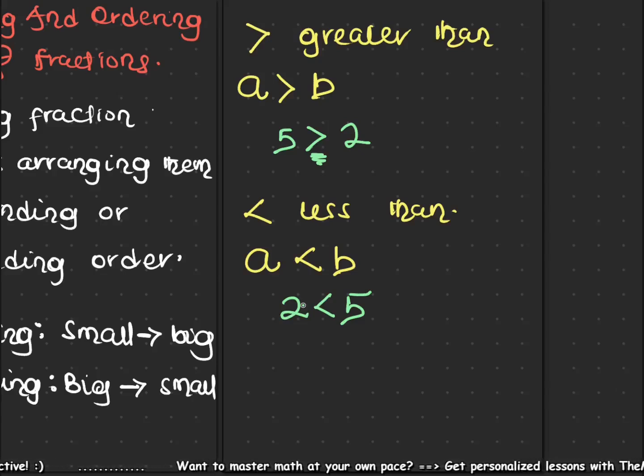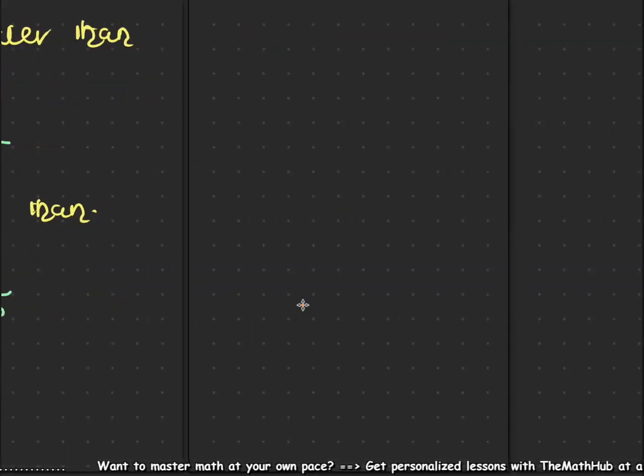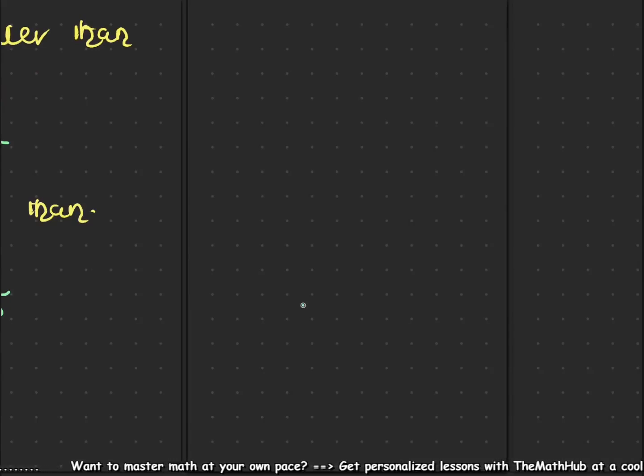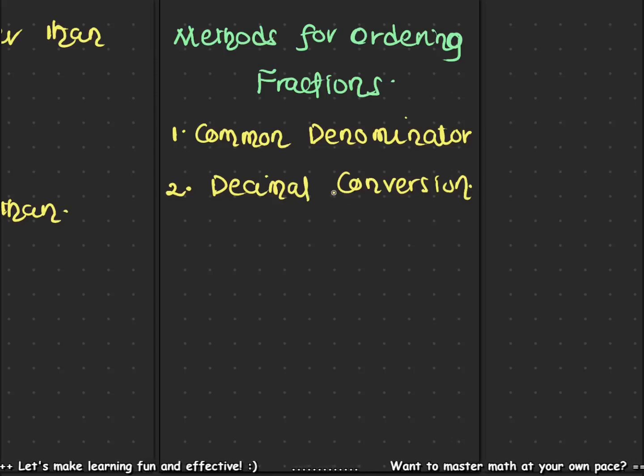Now let's look at the methods we would employ to order fractions. There are 3 methods, but we'll just be looking at 2 of them. The first one is the common denominator method. The next one is the decimal conversion method. And the very last one is the number line method. But we'll limit ourselves to the common denominator method and the decimal method. So these are the 2 methods we will be looking at in this video.